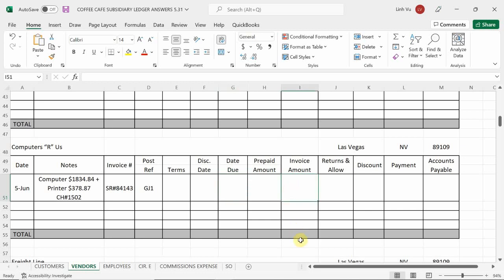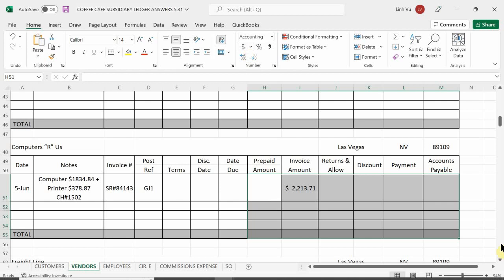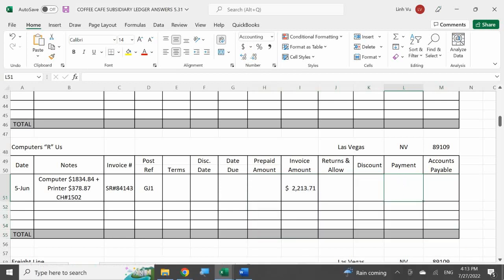What was the receipt invoice amount for? In this case, it was for $2,213.71. Okay? And, okay, did I return anything? No, I just purchased it. So there's no way I'm going to return it. I still have to go to the store, right, and plug it into the wall and make sure that the item isn't defective. So in this case, no refunds, no allowances, no discounts, and did I make a payment? Yes, I did. I paid with check 1502 for the amount of $2,213.71.